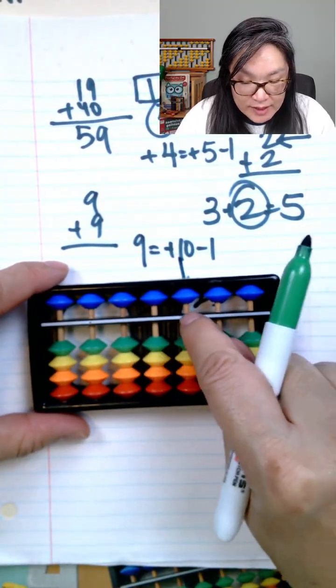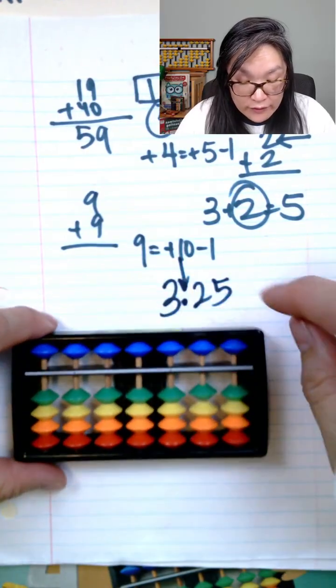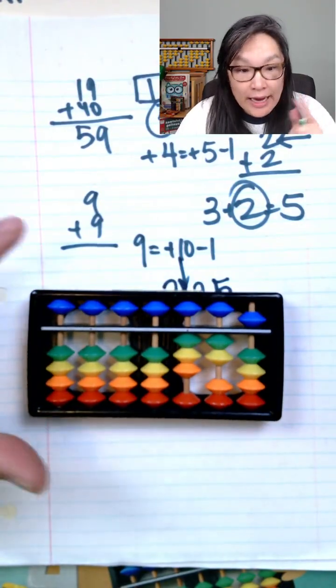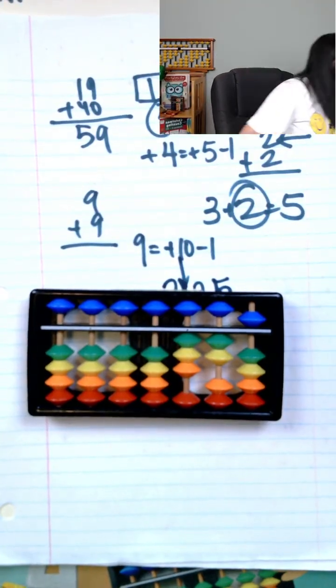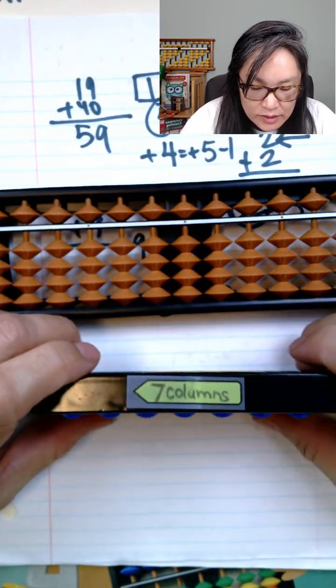So that sits between the two decimals, between the two columns here. So we have $3.25. Yeah, because that's the other thing. Depending on what kind of abacus you got, this one's a bigger one. This one is 13 columns. This one's only 7 columns.